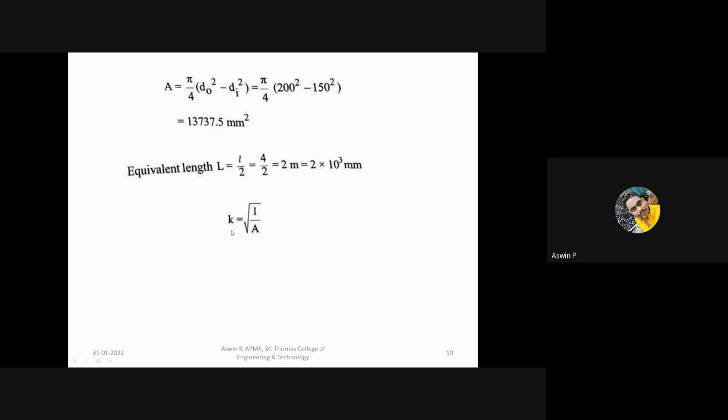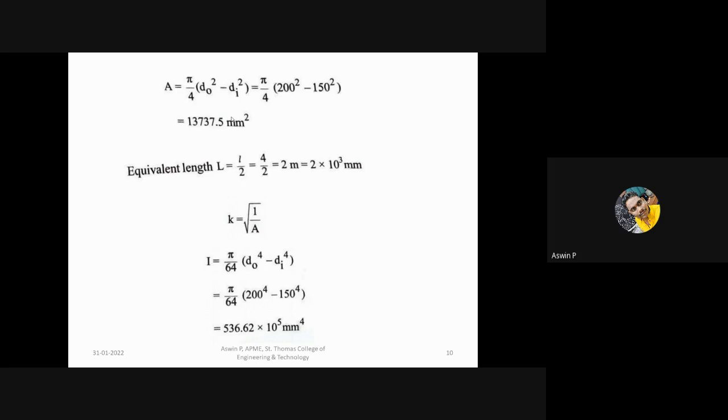And you can find radius of gyration K using the relation I is equal to A K square, in which I is unknown to us. So first of all, you need to find I. Area is already found by the relation, and I can be found using the relation pi by 64 into dO raised to 4 minus dI raised to 4. So after calculating this one, you can get the value as 536.62 into 10 raised to 5 mm raised to 4.